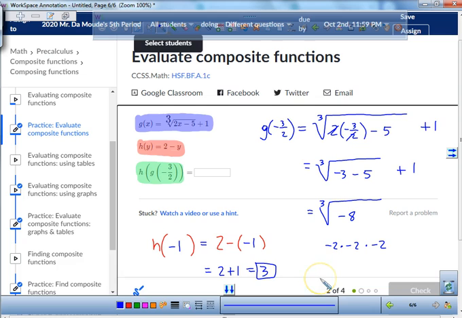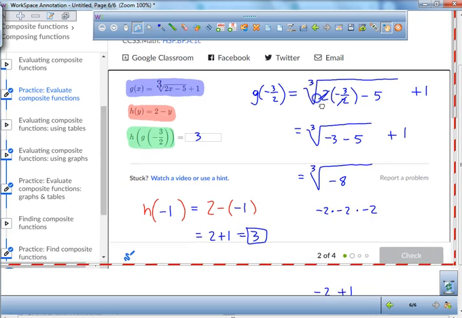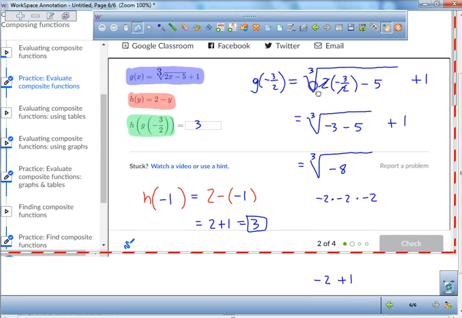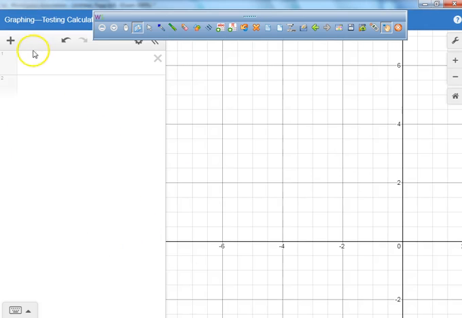So what is my ultimate answer of what is h of g of negative 3/2? I'm going to put a 3, and I'll either get it right or I won't. So let's check the work real quick before I type it in. All right. You know what? We could also, if you wanted to have fun, check your answers in Desmos if you want to. All right. I'm just going to type it in.